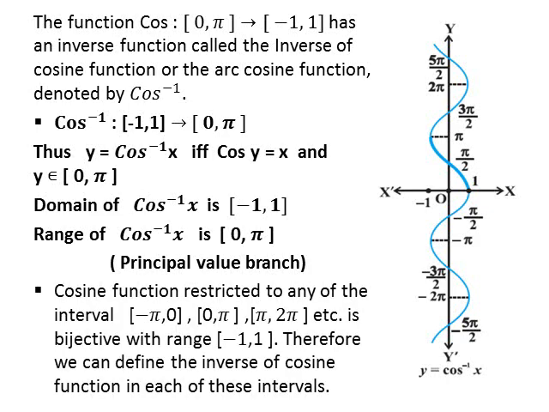Also remember, cosine function restricted to any of these intervals is bijective with range closed interval minus 1 to 1. Therefore, we can define the inverse of cosine function in each of these intervals. Next is inverse of tangent function.